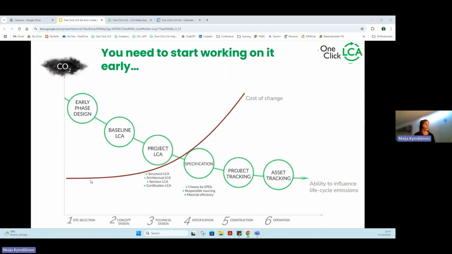When you start doing baseline LCAs and then project LCAs, here you have your structural LCA, architectural LCA, and so on. In this case we are already seeing an increase in the cost of changes, so it's getting more and more difficult to implement the choices that you present. When you actually start choosing materials and doing EPD comparison, for example, you can take your product and your material and compare EPDs, but at that point you really cannot say that instead of this concrete frame building, we should make a steel frame building, because at that point it's not feasible anymore. So your ability to influence the life cycle emissions reduces the further you go.